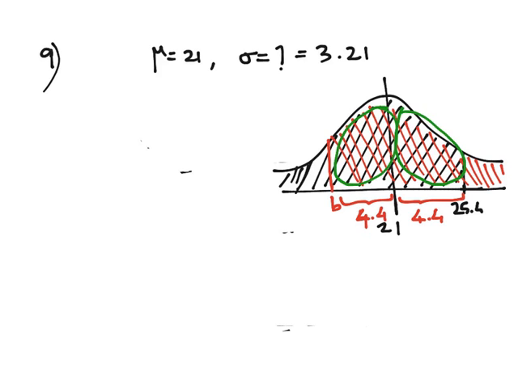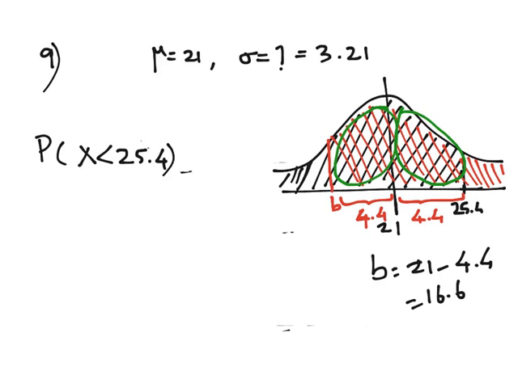So in fact B is nothing but 21 minus 4.4, which is nothing but 16.6. Okay, fine. Anyhow, I think that is the second part. The first question is, find the probability. What is P of x less than 25.4?